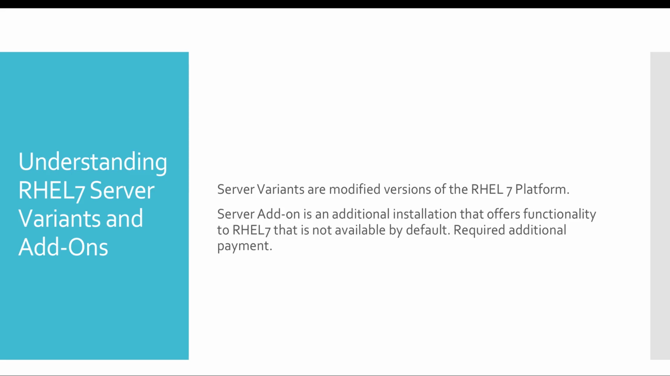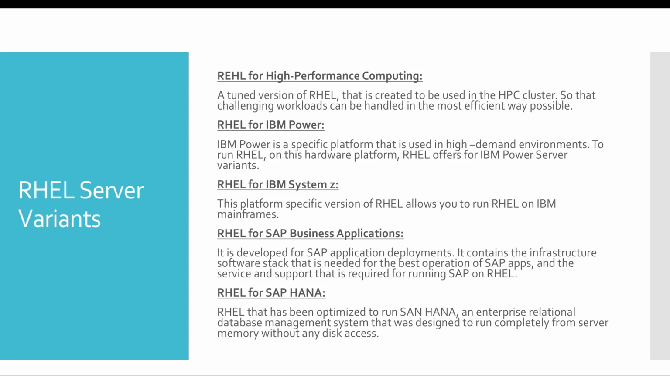And you can set up your own repositories. Next, there are variants and add-ons for Red Hat Enterprise Linux 7. Server variants are modified versions of the RHEL 7 platform. The basic Red Hat Enterprise Linux 7 is different, and server variants are a slightly modified version. Server add-ons are additional installations that offer functionality to RHEL 7 that is not available by default.